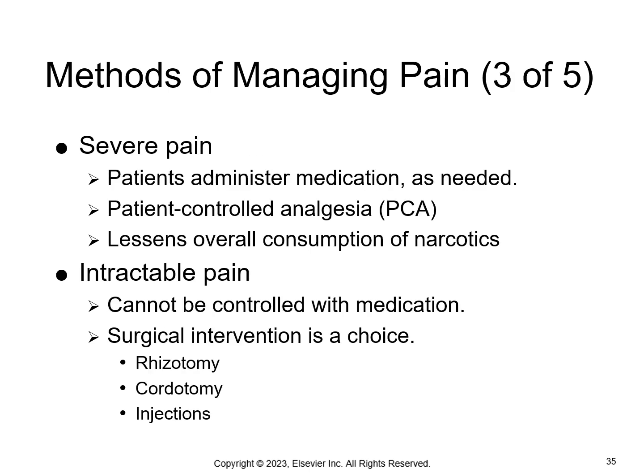All right, and then here it's talking about severe pain. Again, we're talking about medications here. Now, when the pain can't be controlled with medication, it's considered intractable. So we may do some sort of surgical intervention: a rhizotomy, cordotomy, injections.